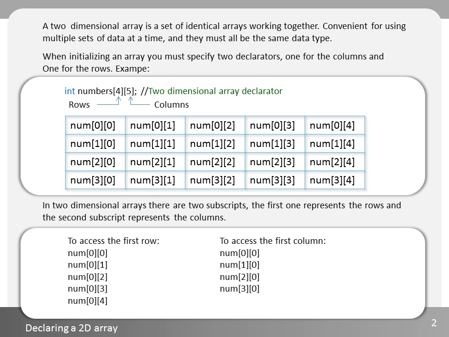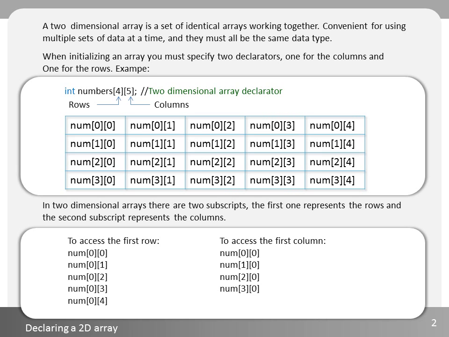A two-dimensional array is a set of identical arrays working together, convenient for using multiple sets of data at a time, where they are all the same data type. A regular array only has one declarator, and it's for the size of the array. In a two-dimensional array, there are going to be two sets of brackets, each with a size declarator. If we were to look at a two-dimensional array as a matrix, like in the table shown below, the first size declarator would represent the row and the second the columns.